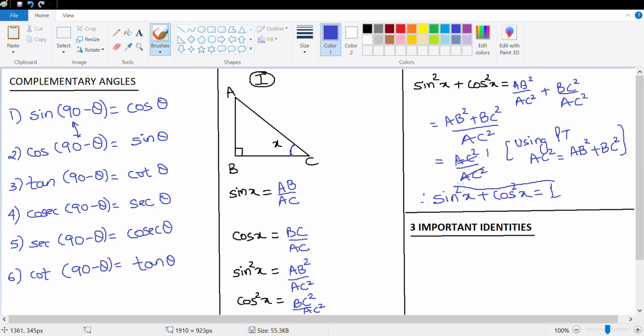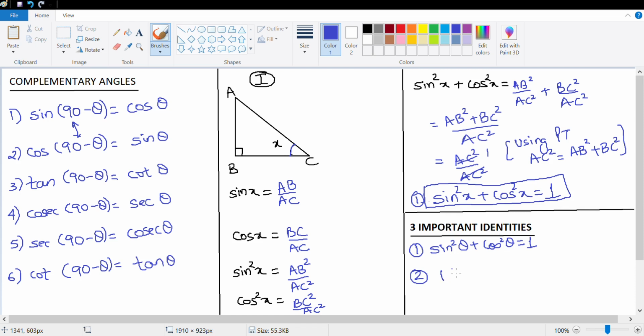So this is one of the most important identities of this chapter. What does identity mean? Identity means a value which remains constant with whatever value of x. So whatever is the value of x, my sine square x plus cos square x will always be equal to 1. So this chapter basically has three extremely important identities. The first one I just did with you. I'll rewrite it. The first one is sine square theta plus cos square theta is equal to 1. Theta is basically the measurement of any angle. So that's the first identity.